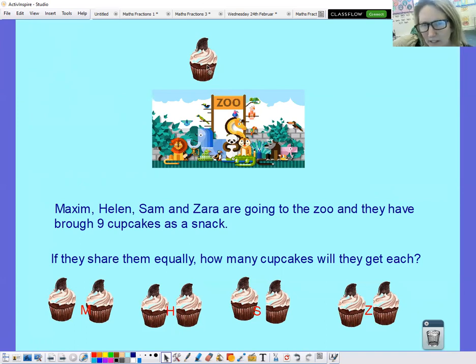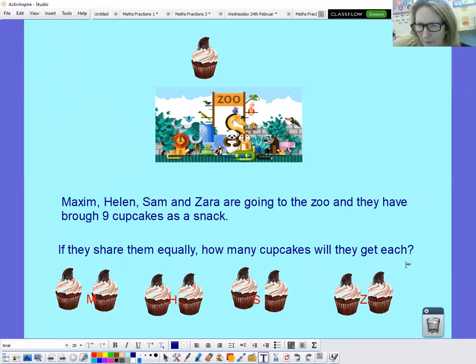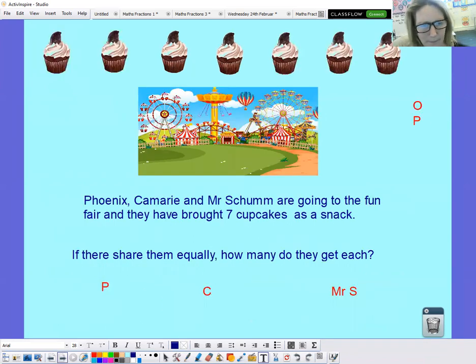Yeah, well done, Year 2. We're going to have to divide the cupcake into 4 equal pieces, so that each child is going to get another quarter. So how much do they get each? What's the answer? Yes, well done. It is 2 1/4. Lucky children, 2 1/4 cupcakes. Wow. Okay, let's do another one.